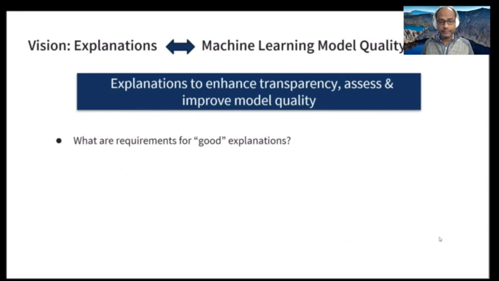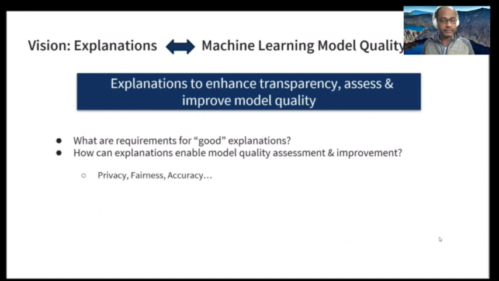machine learning models. In this tutorial, the position that we have taken, based on over 6-7 years of research now in this area at Carnegie Mellon, starts from some fundamental questions. The first one is, what are requirements for good explanations? And that's one of the questions we'll look at in some detail in this tutorial. And then moving on from there to a more consequentialist question of how can explanations enable the assessment and improvement of model quality. And by model quality here, we refer not just to accuracy of models, but other dimensions such as privacy and fairness and robustness of models.